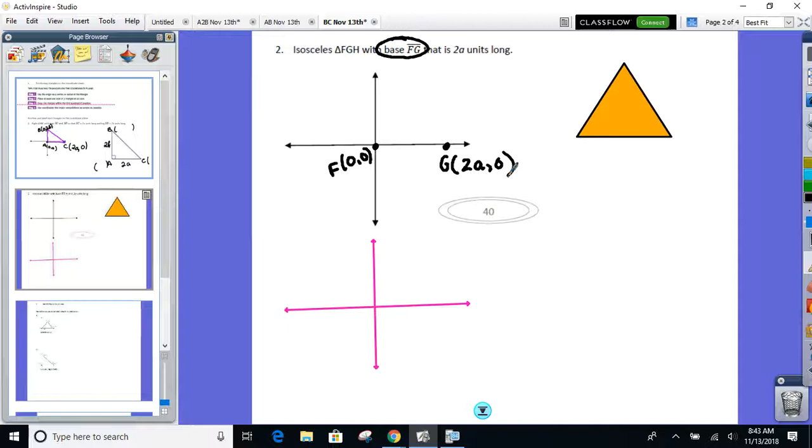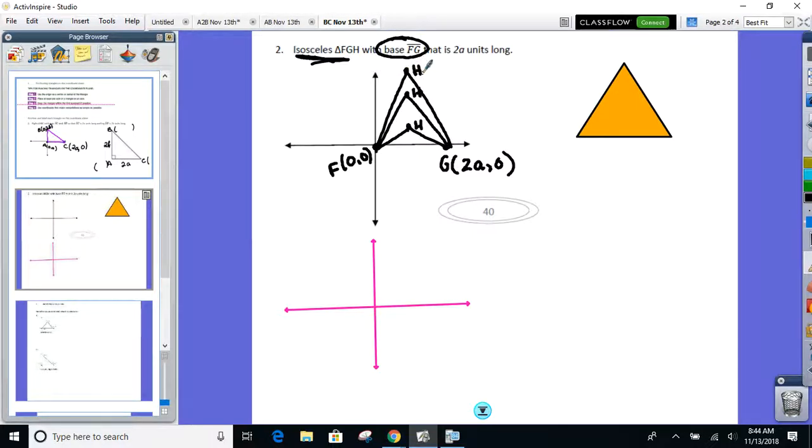And wherever you put H, it's got to still be an isosceles triangle. We like to keep everything in the first quadrant, right? Everyone agree? Keep everything in the first quadrant. All right, let's see. I could put H there. I could put H up here. Is it really going to matter how high I put H? Is it always going to be isosceles, no matter how high I put H?